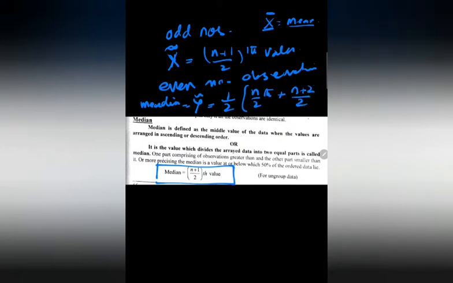median y or x, whatever, is 1/2 times the (n by 2)th value plus the (n plus 2) divided by 2th value. These are the two formulas for ungrouped data: one for odd numbers and one for even numbers. Now we practice all this with the help of some examples. You will clearly understand, inshallah.